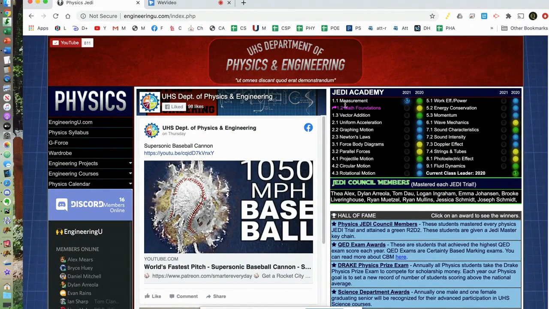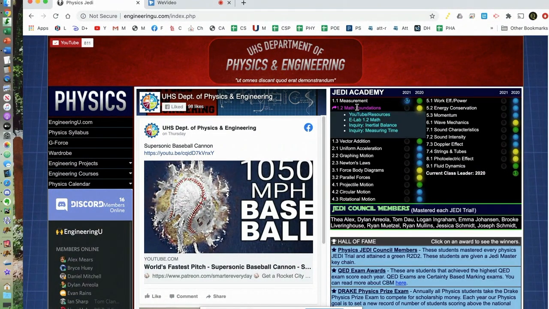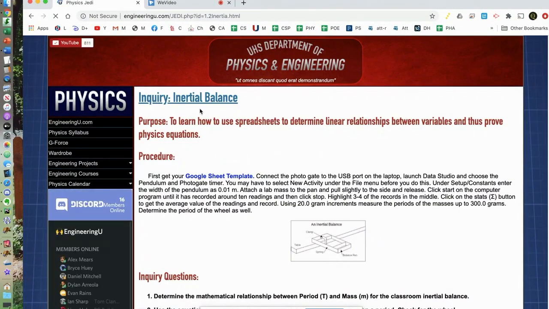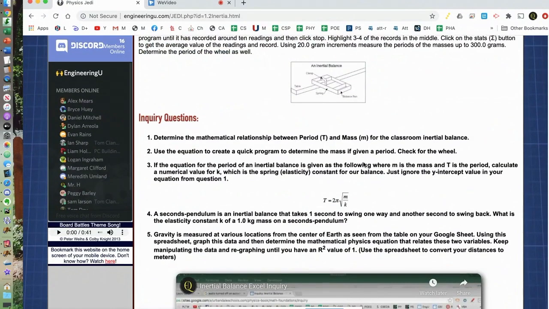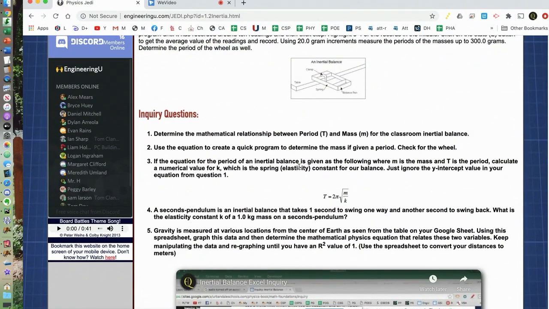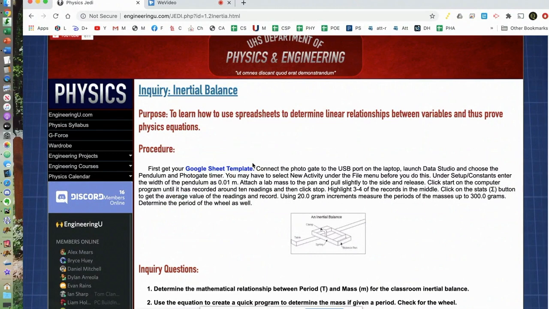Okay, we're going to work on the Inertial Balance Inquiry. So if you're on the website, click on Math Foundations, and we'll click on the Inquiry Inertial Balance. And that'll take us to the inquiry, and we have several inquiry questions that we're going to try to run down through here. And the first thing we're going to look at is what is an inertial balance?